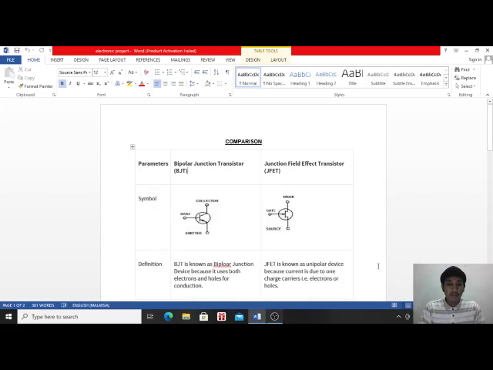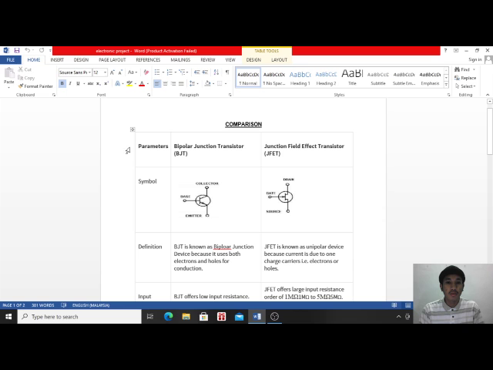Okay, here is the comparison between BJT and JFETs. So I have made a table to make it easy to compare the parameters. So first of all, they each have their own electronic symbol. Here is for BJT, this is collector, base and emitter, and here is JFETs.